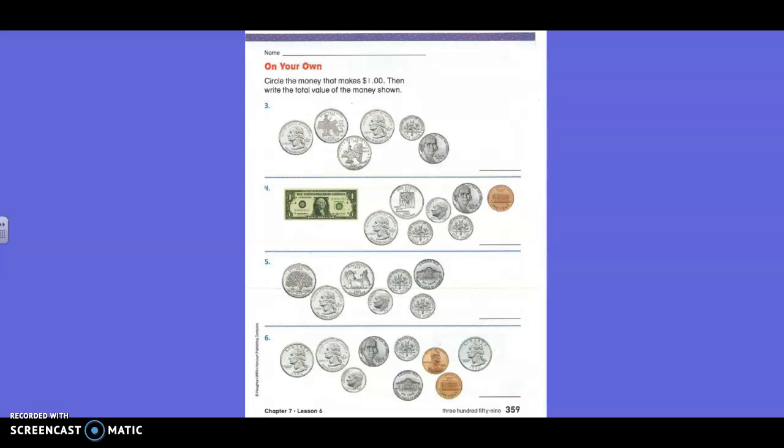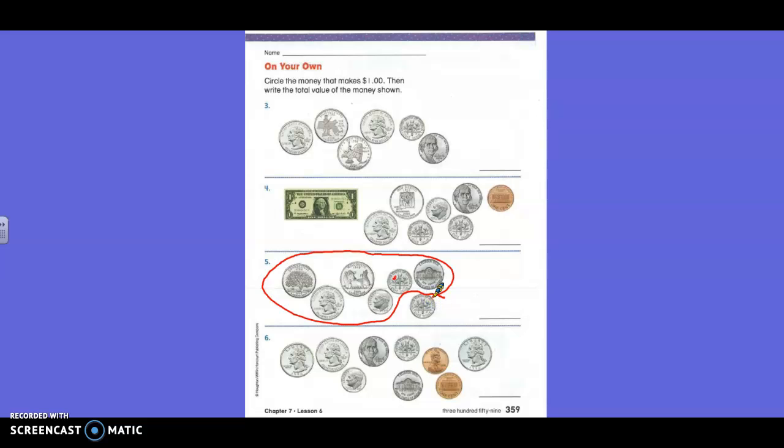So let's do this. We got to make $1. So we have 25, 50, 75, 85, 95, $1. So you're going to circle all these coins together, because that's $1 right there.